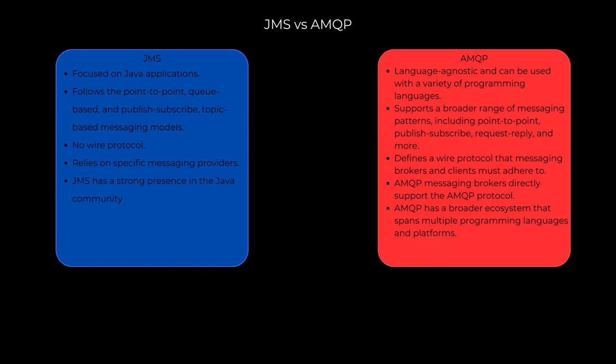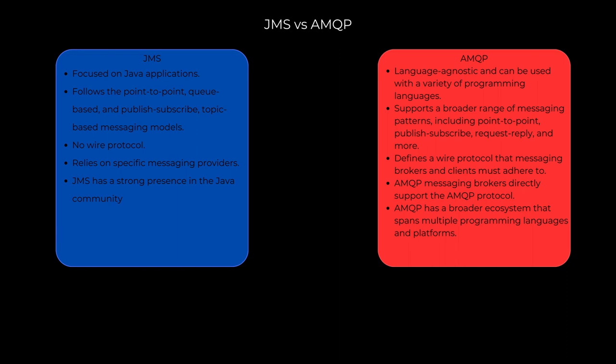Protocol standard. JMS is a Java-based messaging standard. It provides a set of Java APIs for creating, sending, receiving, and processing messages. JMS is primarily used within the Java ecosystem. AMQP is an open standard for messaging that is not tied to any specific programming language. It's designed for interoperability between different messaging systems and supports multiple programming languages.